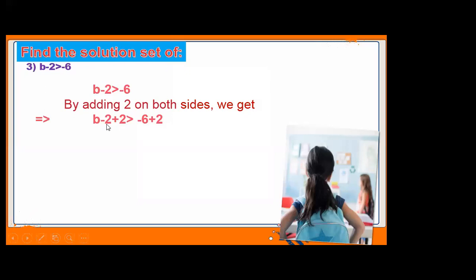We get b here. Minus 2 and plus 2 will be cancelled. And what will happen on the right hand side? Minus 6 plus 2. Minus into plus is equal to minus. So 6 minus 2 is equal to 4.